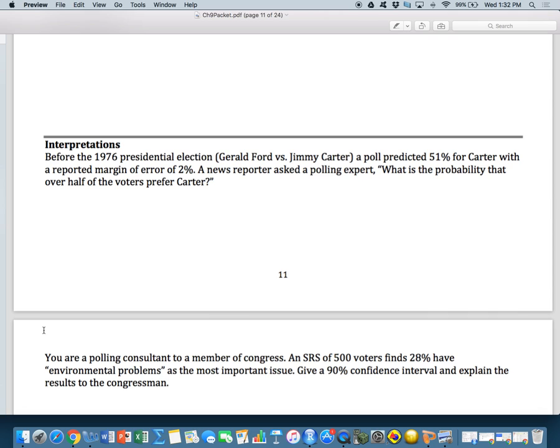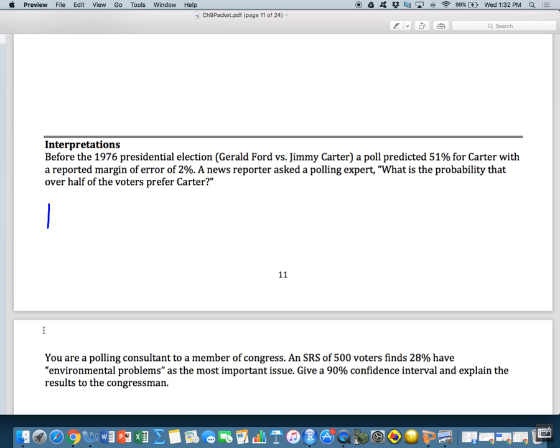Looking at this interpretation at the bottom of page 11. It says, before the 1976 presidential election, which was Ford versus Carter, a poll predicted 51% for Carter with a reported margin of error of 2%. A news reporter asked a polling expert, what is the probability that over half of the voters prefer Carter?